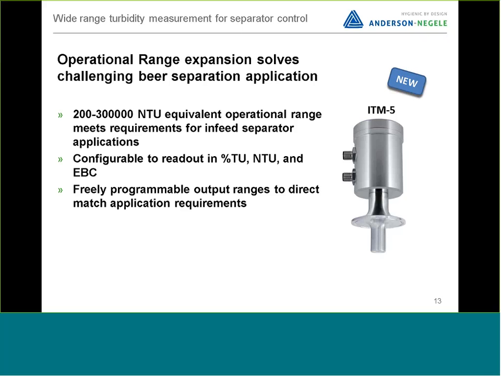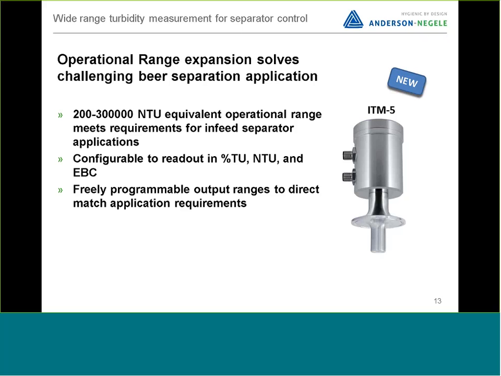And so we have a new application, and that's beer separator control. So this is replacing the use of a timer on a separator with a turbidity control to control how often that separator is going to desludge. What's key to this application, in addition to the expanded range, is the ability to measure in other units, such as NTU or EBC, because now we need to correlate to a value the customer's already got in their mind, and it's probably an EBC value that they're interested in a beer application.